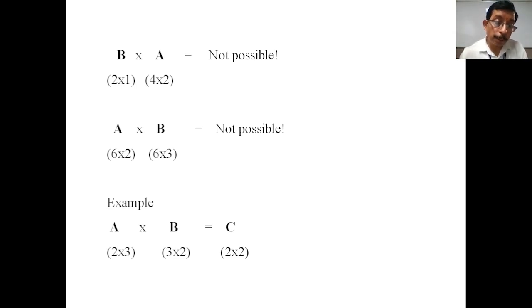In the last example here, A and B are two matrices. The number of columns in matrix A is 3. The number of rows in matrix B is 3. Both are equal, so the multiplication is possible and the new order of the matrix is 2 by 2.